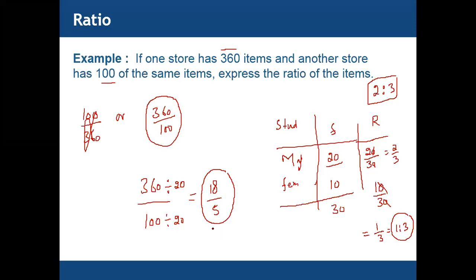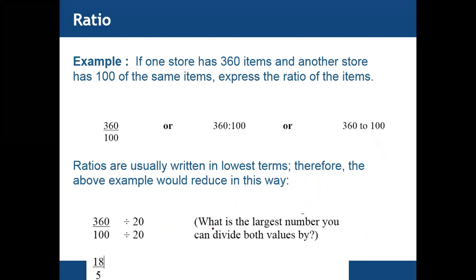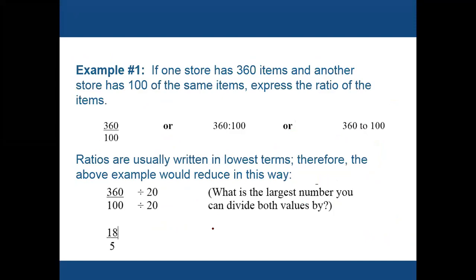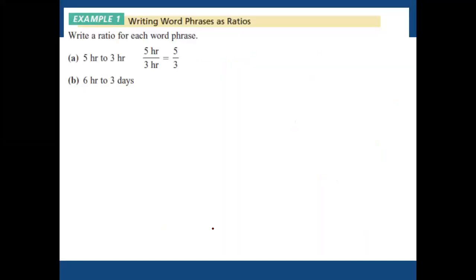Next example. You need to express a word phrase as a ratio, like 5 hours to 3 hours. How can you find the ratio of 5 hours and 3 hours? Both are hours. Their units are the same, so you can just write 5 divided by 3.